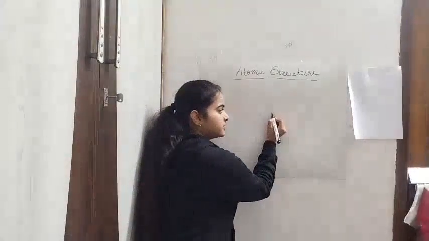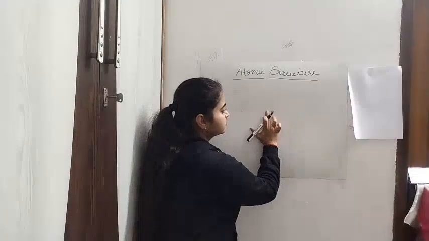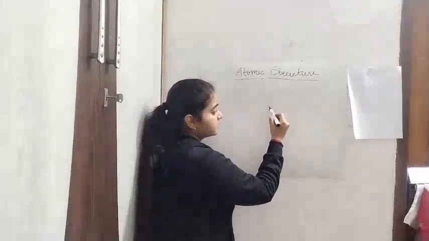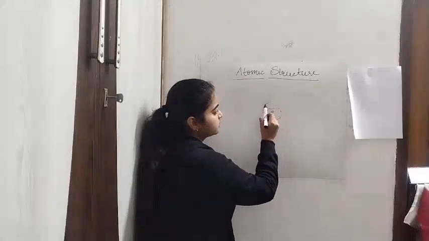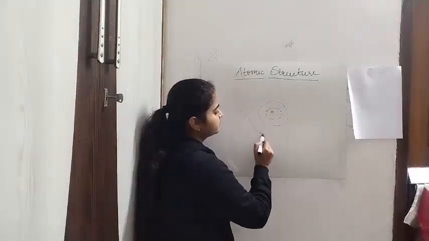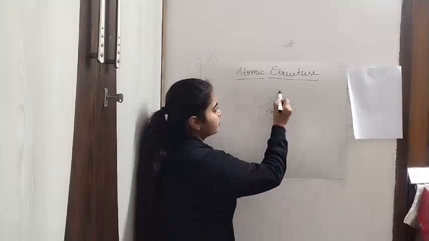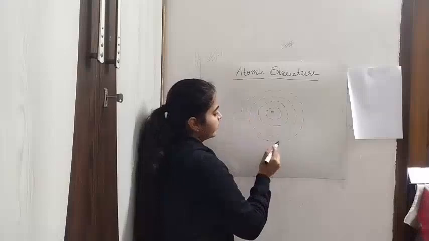After that I will tell you about the subatomic particles. So an atom has a dense nucleus in the center and around the nucleus there are orbits present. This is the first orbit, this is second orbit, this is the third one, this is the fourth one, and so on.